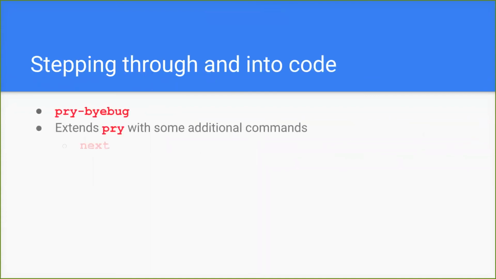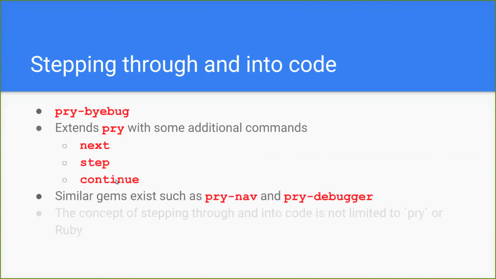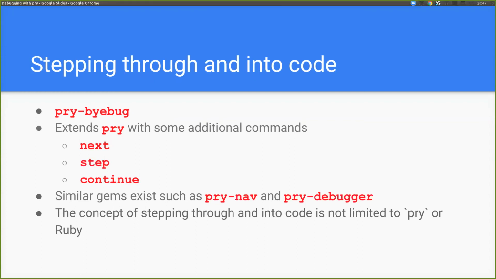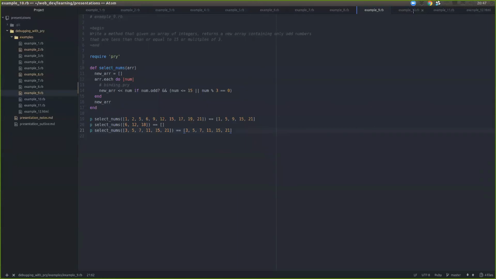Pry-byebug extends Pry with additional commands: next, step, and continue. We'll look at that with an example. There are other gems similar to Pry-byebug, such as Pry-nav and Pry-debugger. They pretty much do the same thing. I think there may be some slight differences, but we're going to be looking at Pry-byebug here. Let's take an example.